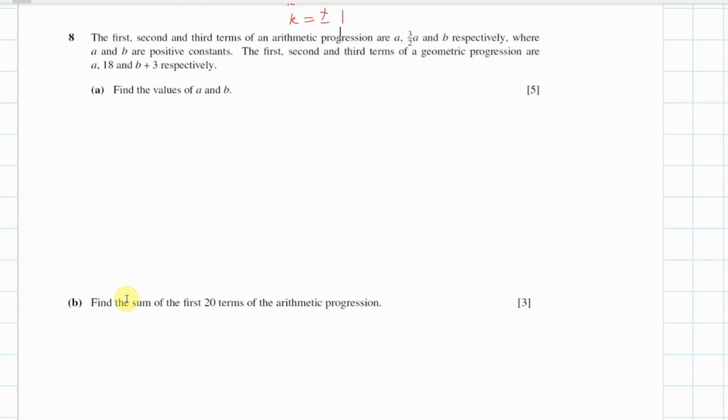What have we got here? The first, second, and third terms of an arithmetic progression are a, 3 over 2 a, and b respectively. And the first, second and third terms of the geometric are a, 18 and b plus 3. We've got to find a and b. Okay, let's start with the arithmetic.